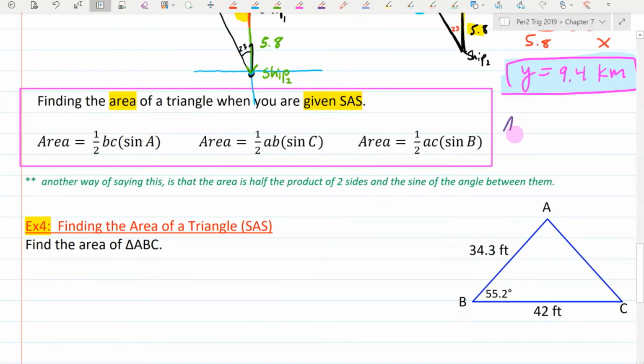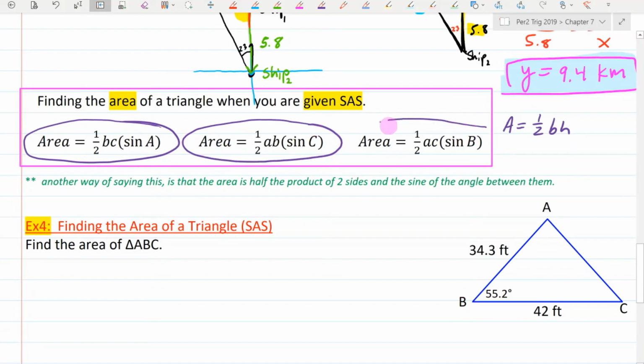Not that that doesn't work, but when you're using these formulas, basically, as long as you have an angle, and that angle is between the two given sides of a triangle, then you can find the area. Super easy. It's 1/2 the two sides multiplied together.